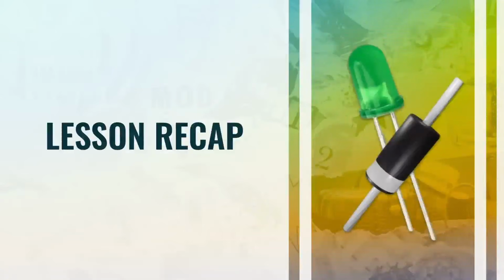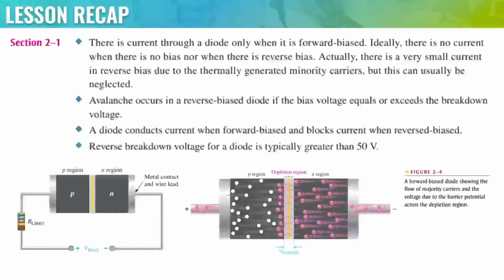Now let's have a short lesson recap. This is a recap of chapter 2 of the book. For section 2.1, let's expand on the direction as shown here. Let's start with the forward bias diode. It says here that the majority carriers in the N region are the electrons, and they are crossing the voltage barrier. They're overcoming the voltage barrier and also passing through this very thin depletion region.